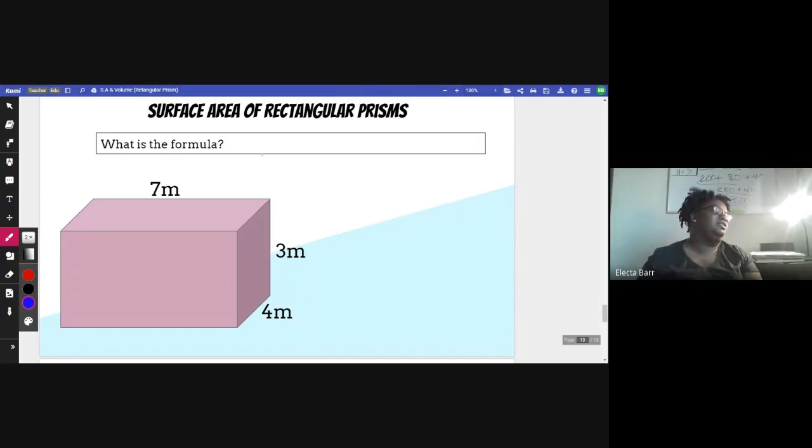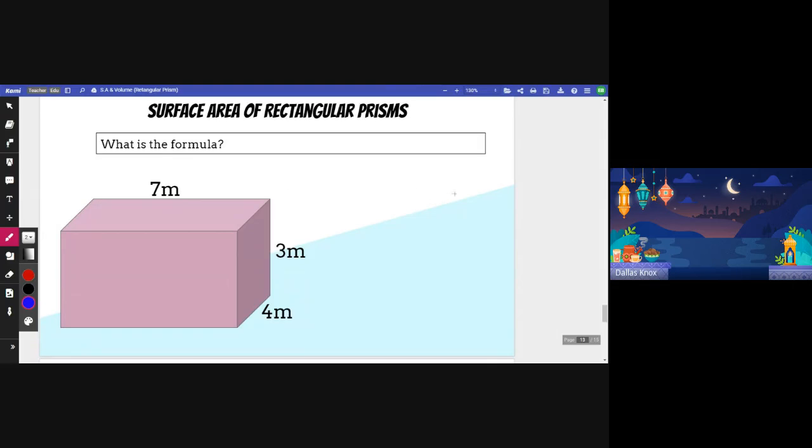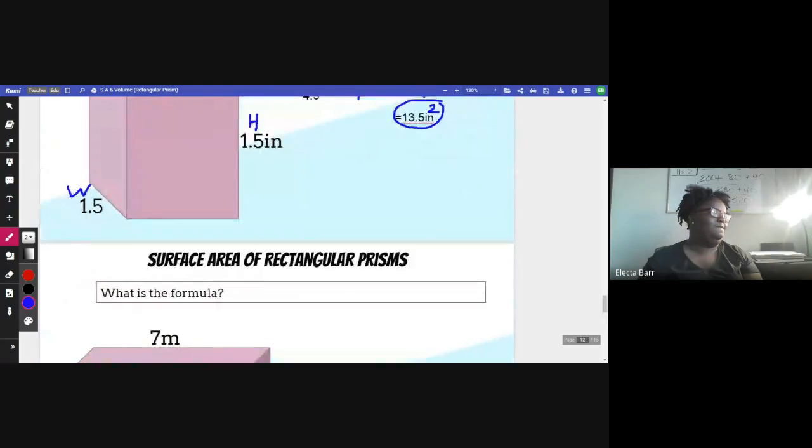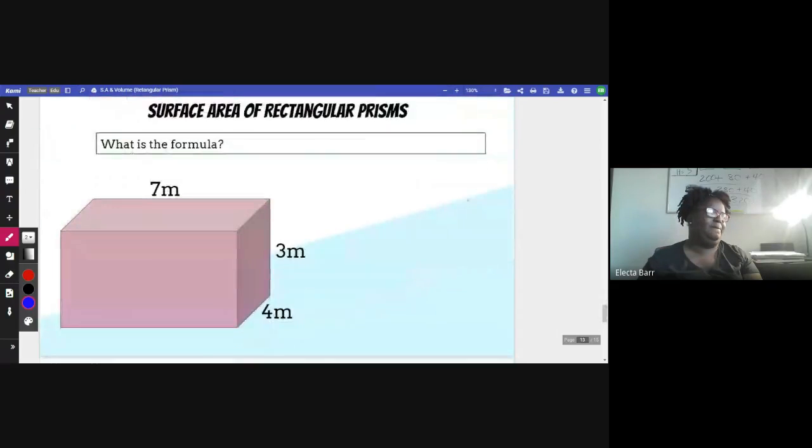So I want you all to try this one. Do you all need me to write the formula at the top again? I think we can try without it. Okay. That is up there though, if you need it. I'll give you all about 3 or 4 minutes to do this one, and then we'll go to the next one.